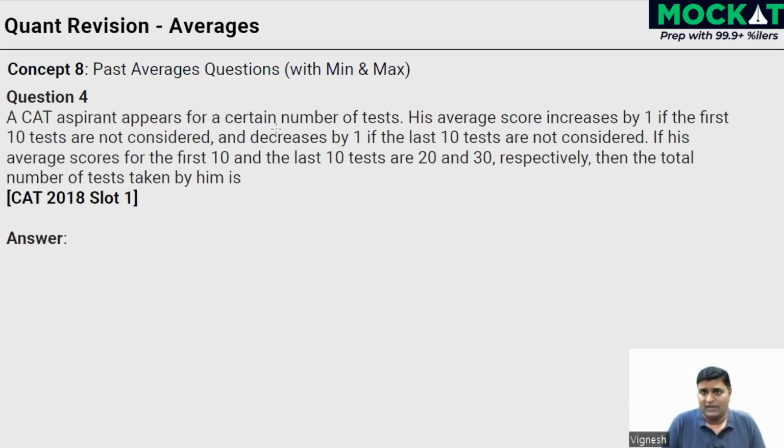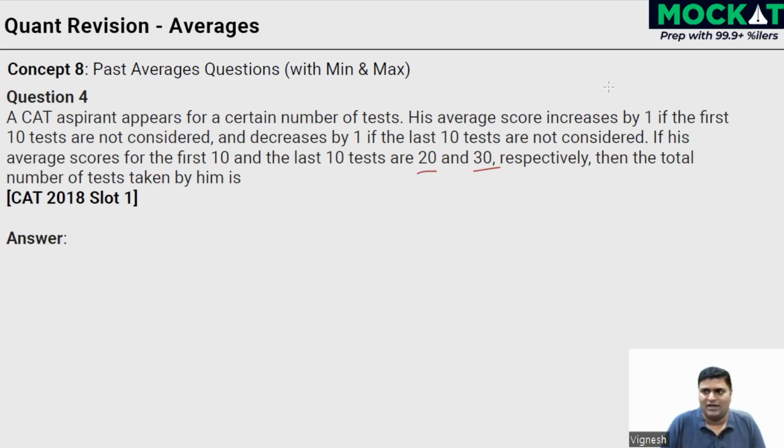Let's look at question 4. A CAT aspirant appears for a certain number of tests. His average score increases by 1 if the first 10 tests are not considered, and decreases by 1 if the last 10 tests are not considered. If his average scores for the first 10 and the last 10 tests are 20 and 30 respectively, then the total number of tests taken by him is what?